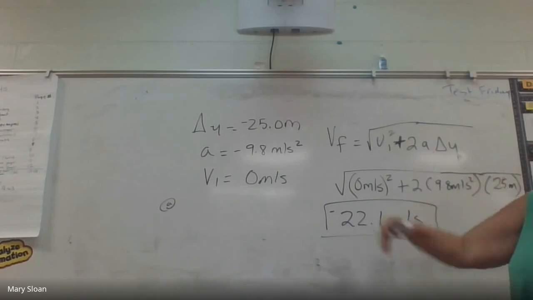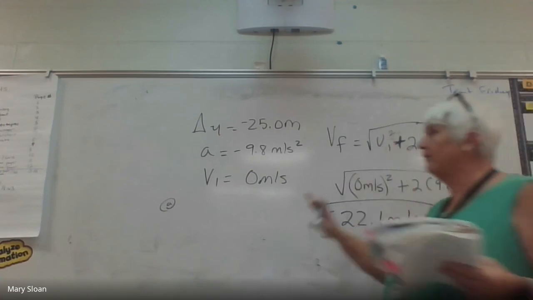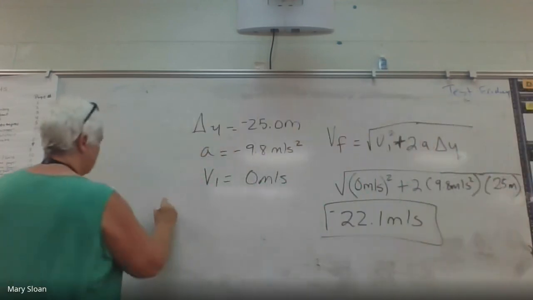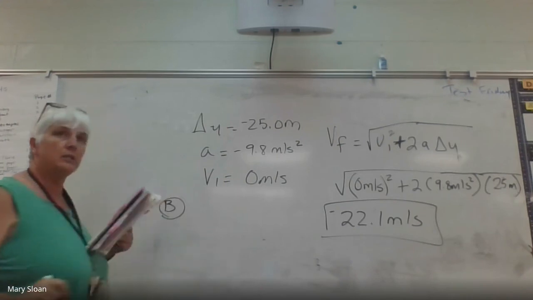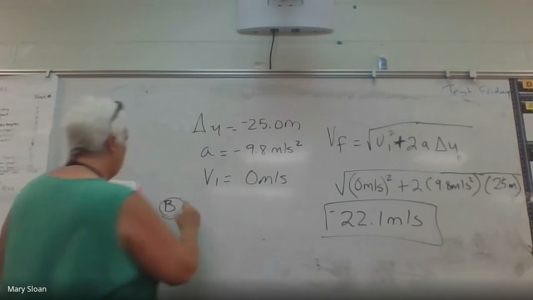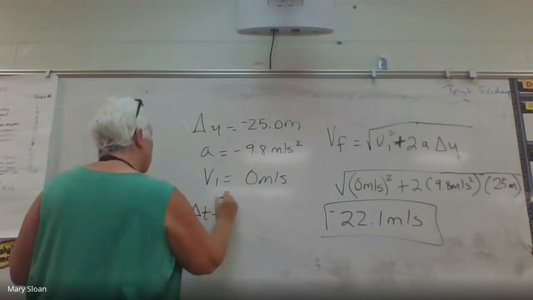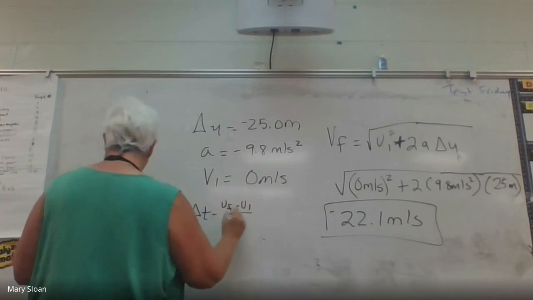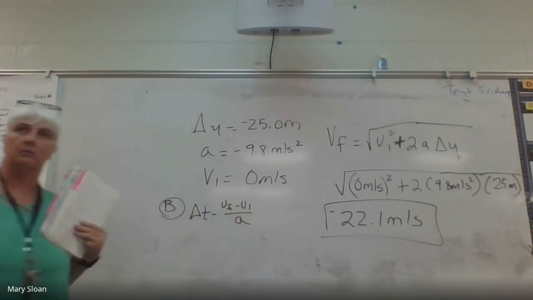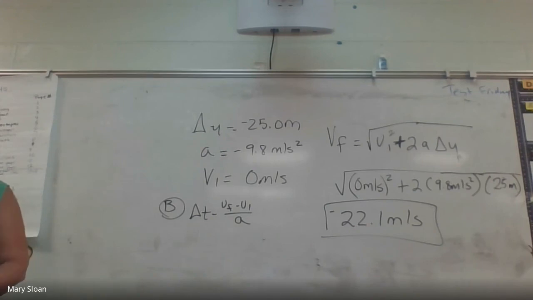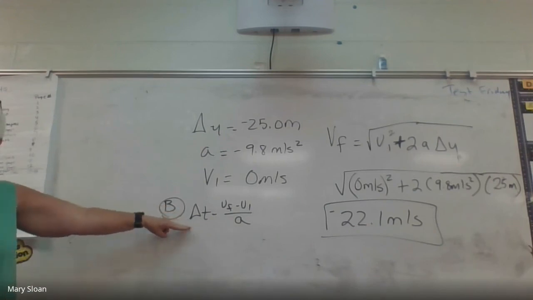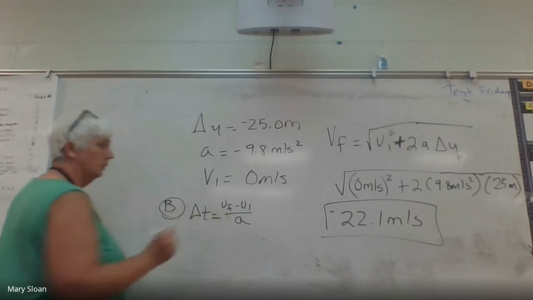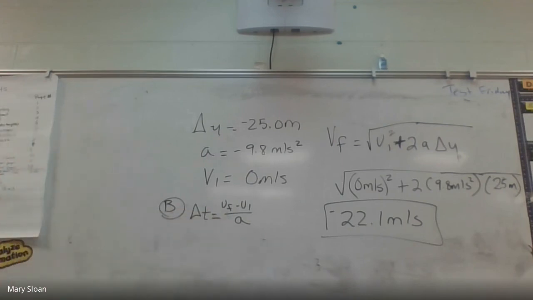Now we're going to do B again. What are we looking for again on B? Just like we did before. We're looking for change in time, right, guys? Okay. Change in time equals velocity final minus velocity initial over acceleration. All right. Everybody good with the change in time part? Velocity final minus velocity initial over acceleration.